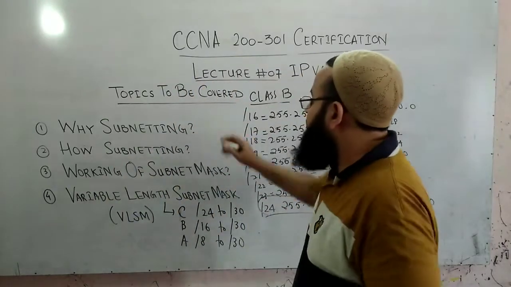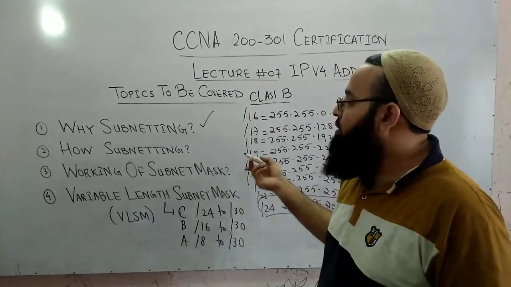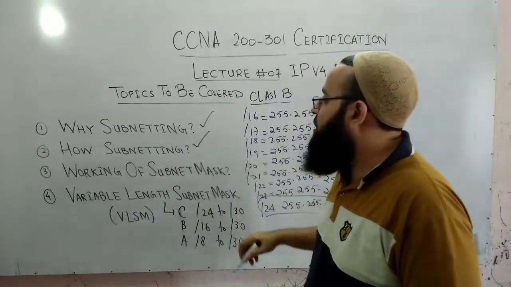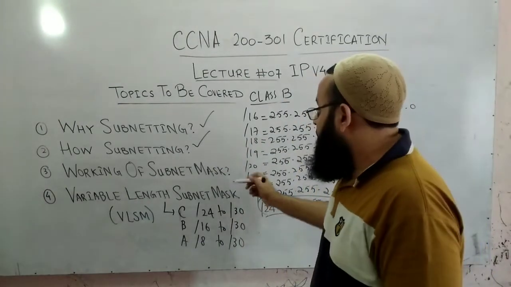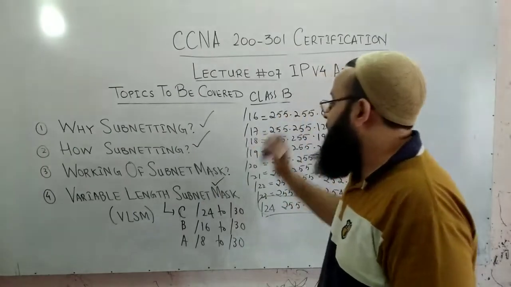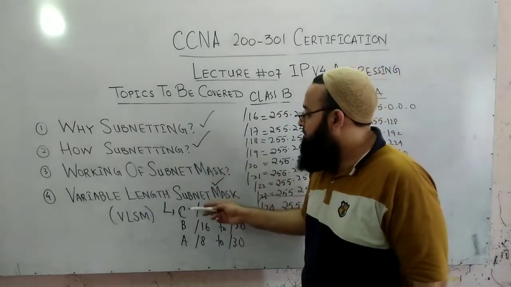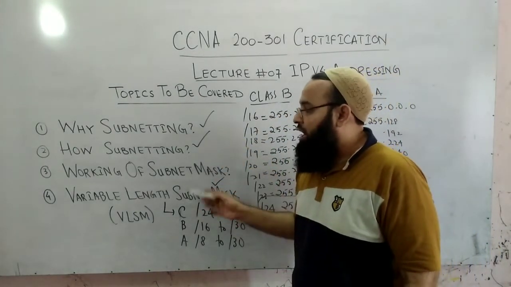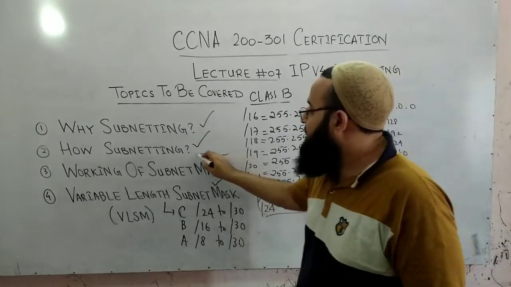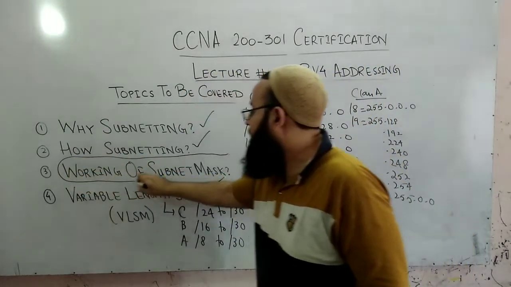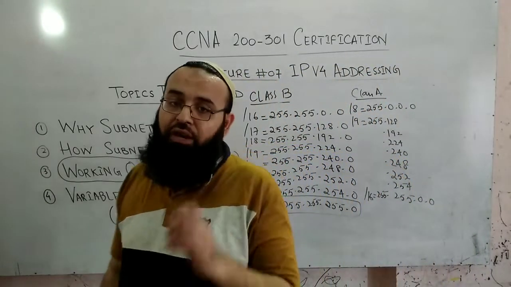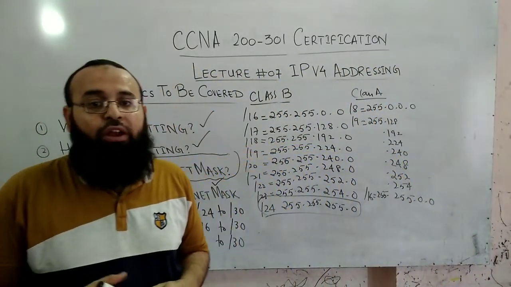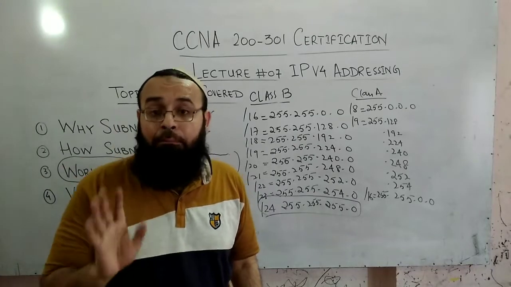So I hope that this point is clear to you. Why do we perform subnetting? How do we perform subnetting? By taking bits from the host portion, and variable length subnet masking. These three topics are now covered. Now we are left with the working of a subnet mask. How does a subnet mask work in networking devices? I am going to tell you with a simple example.